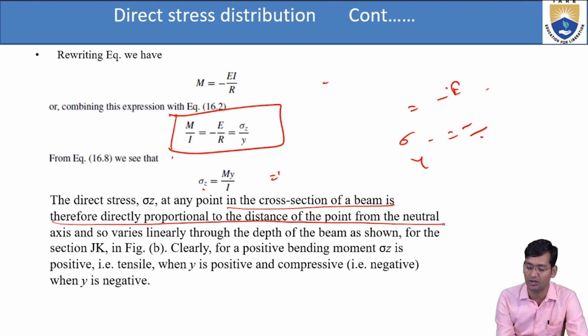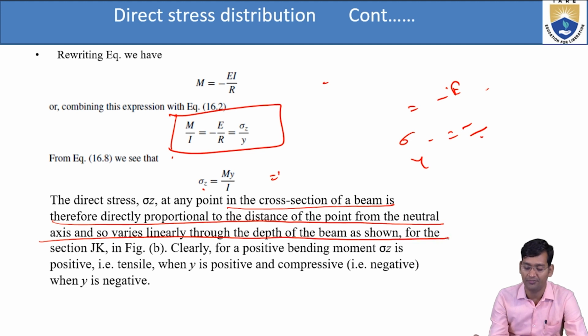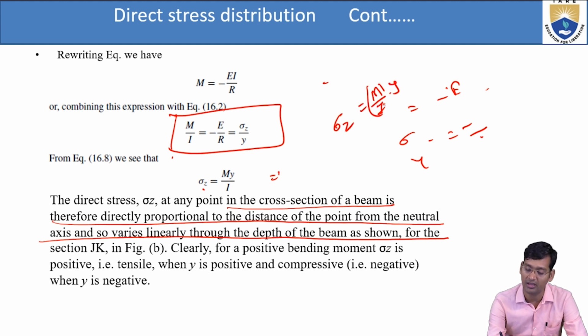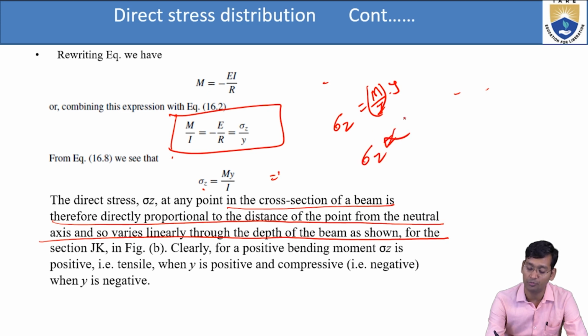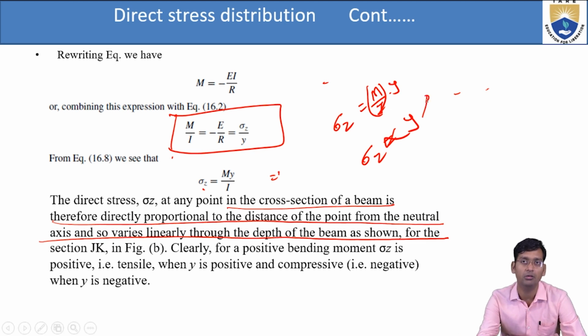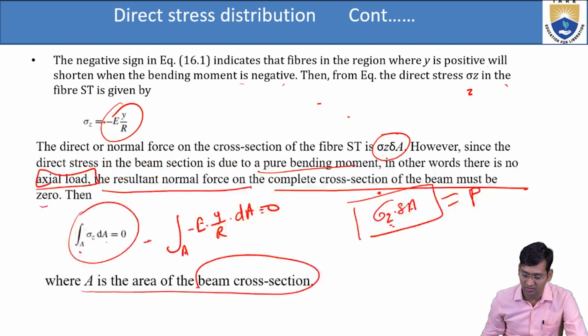The direct stress sigma z at any point in the cross section of a beam is therefore directly proportional to the distance of the point from the neutral axis, and so varies linearly with the depth as shown in the figure. Right? So from here you can say sigma z is M by I into y. This M by I is constant. So from here we can say that sigma z is directly proportional to y. Means if y is more, sigma z will be more.